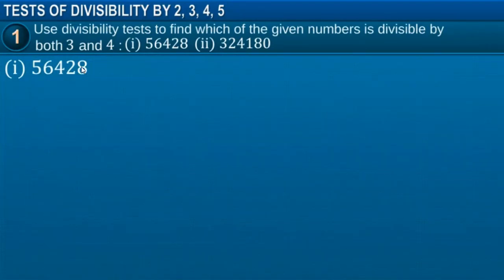Use divisibility test to find if the given number is divisible by both 3 and 4. Okay, miss. Okay, last two digits.